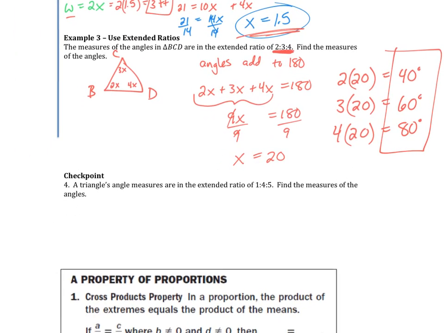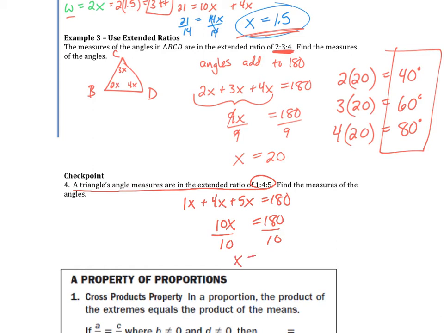Okay. For the checkpoint, we would do it the same way. It would be 1x plus 4x plus 5x equals 180. Because again, it says the triangle's angles have a ratio of 1 to 4 to 5. I'm going to go kind of fast here, but if we combine the x's, we would get 10x equals 180. Get x alone by dividing by 10, so x equals 18. And then the angles are 1 times 18, 4 times 18, and 5 times 18.